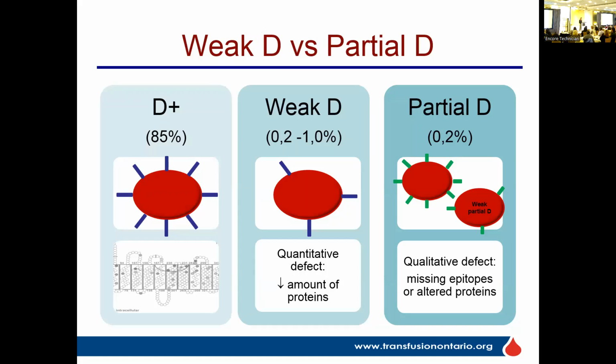So let me explain the difference between the two. Weak D occurs in 0.2 to 1% of the population, depending on which reference you're looking at. It's basically a quantitative defect where the mutation will code for a decreased amount of the protein on the red blood cell membrane. So basically, you have a decreased antigen density. Partial D is a little bit less frequent, around 0.2% of the population, and the mutation encodes for a qualitative defect. So there are either missing epitopes or the mutation will code for altered proteins. And if you're partial D and you are exposed to normal D antigens, you can recognize this antigen as foreign and form an anti-D.